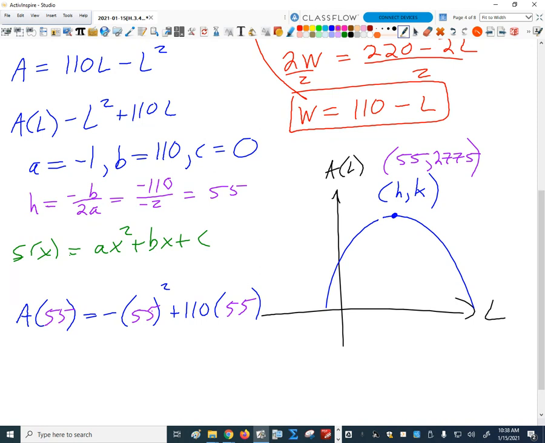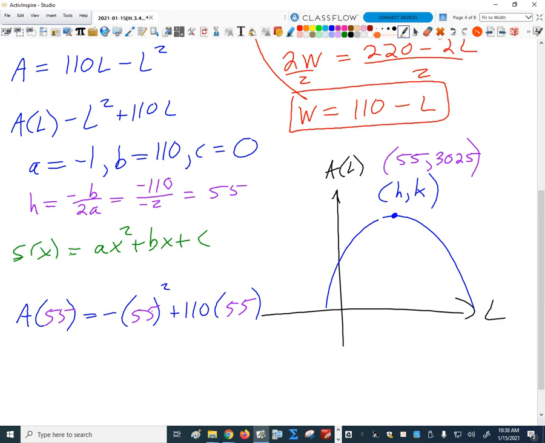55 squared is 3,025. Oh, what was I doing? I was way off. That's embarrassing. So negative that is negative 3,025, plus 110 times 55, which is 6,050. So that's going to all add up to 3,025 when I plug that in and calculate it.